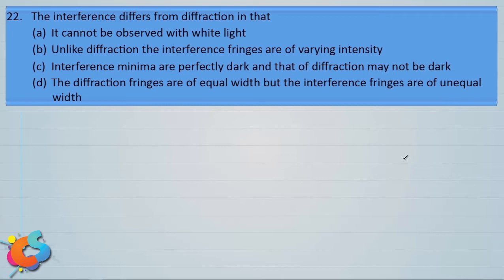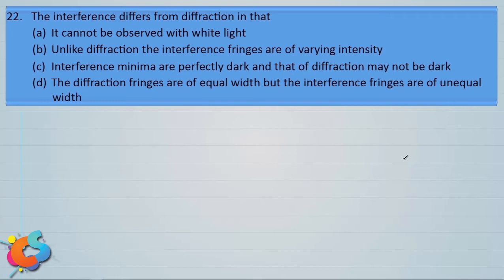Now look at option A. It cannot be observed with white light. It's a wrong statement because we know that both interference and diffraction can be carried out using white light. So A cannot be the correct answer. Have a look at B. Unlike diffraction, the interference fringes are of varying intensity. It's a wrong statement because we know that interference fringes are of equal intensity, but diffraction fringes or bands are of varying intensities. So B is not correct.